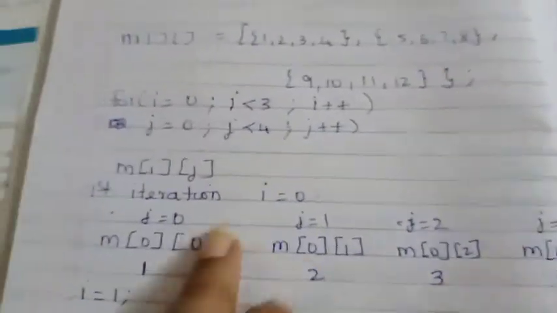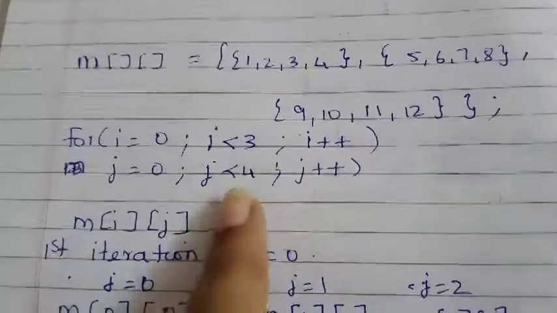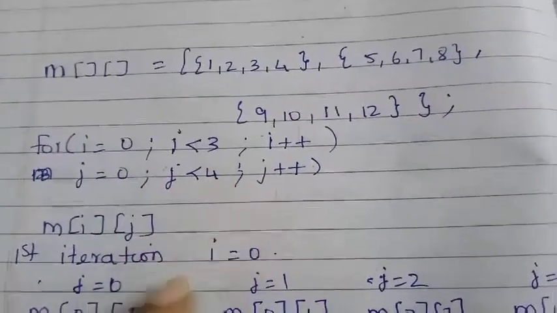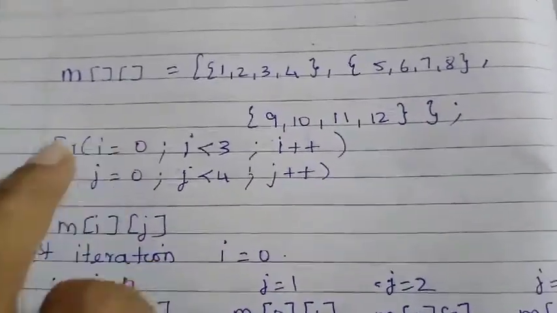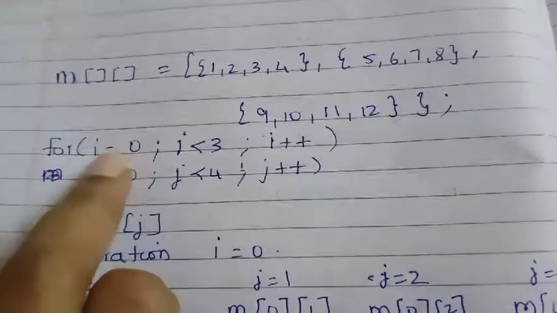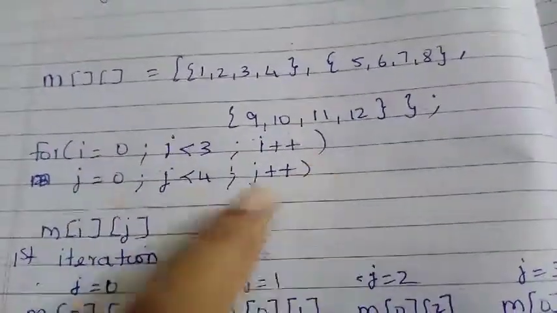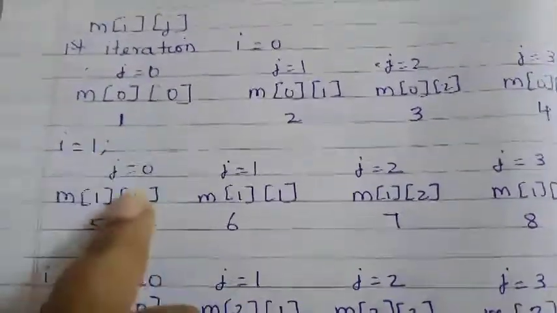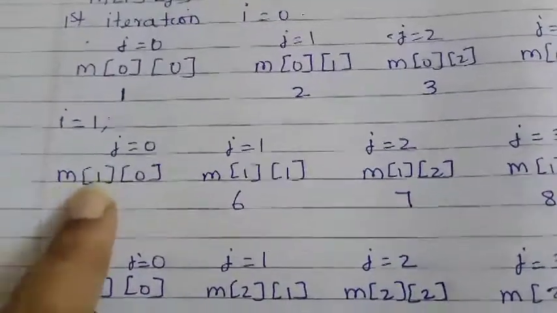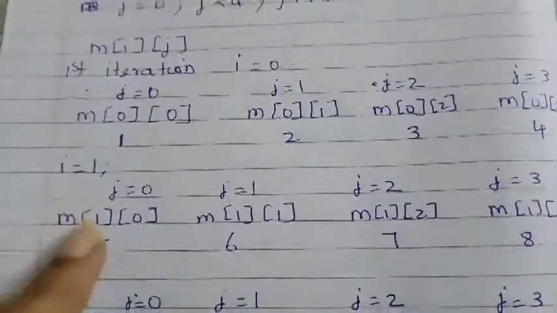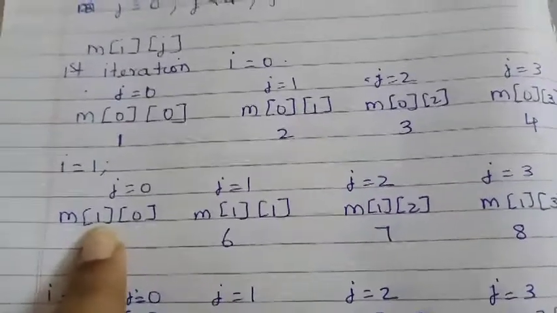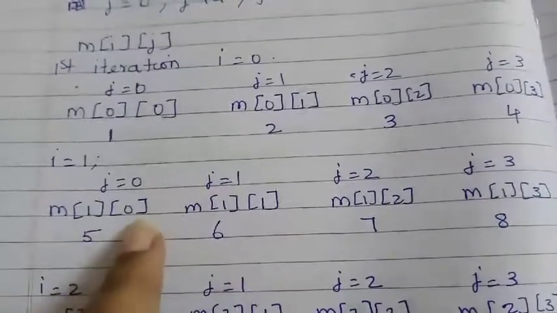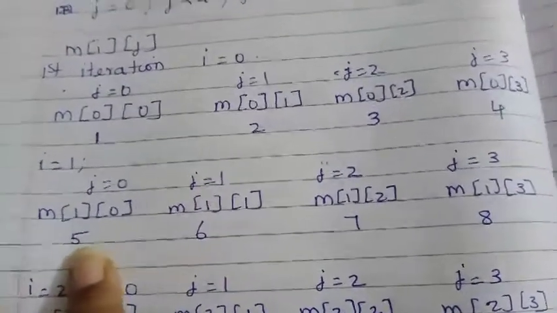And when it comes to 4, see here, the condition we have given is j is less than 4. So if it comes to 4, automatically it will come out of the loop and the second iteration of i will come. So i will be incremented by 1 and now the value of i changes to 1, and again j starts from 0. So in the second iteration the i value is 1 and the j value again starts from 0. So 1 comma 0, the fifth element, is going to be saved there.